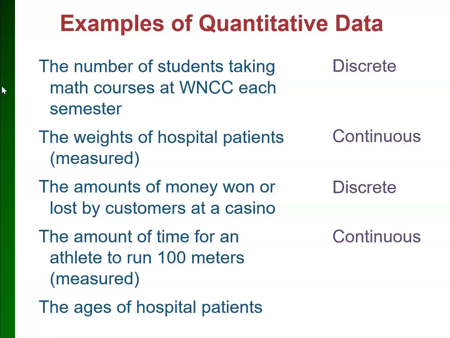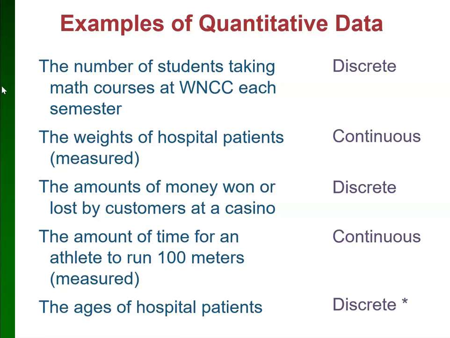The last one is the ages of hospital patients. Technically, this is a discrete value because when someone asks you your age, what you actually give them is the number of years since you were born. In a way, this answers the question, how many? How many years has it been since you were born? So technically, this is a discrete value. There are gaps between the possible values. For example, you might be 25 or 26.